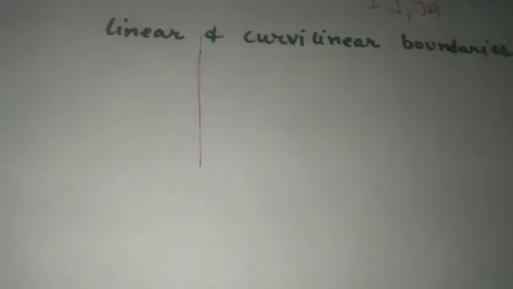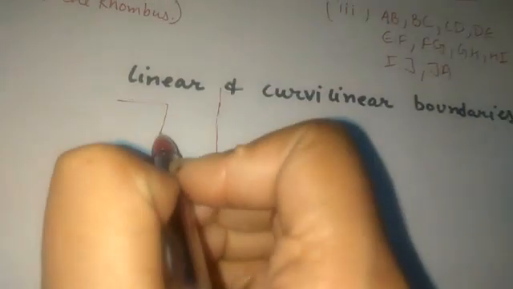Next topic of ours is linear and curvilinear boundaries. Now see what are linear boundaries and what are curvilinear boundaries. Now see, linear means straight, let us say this figure I have drawn now.